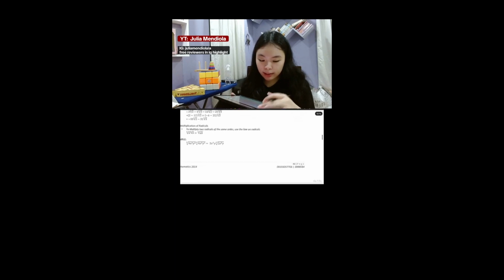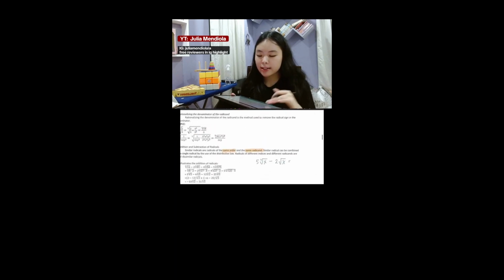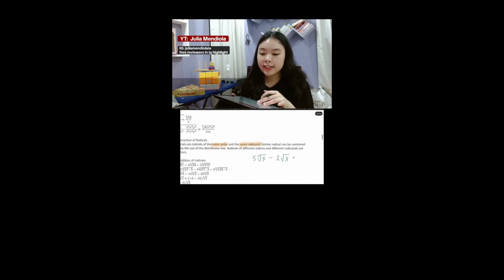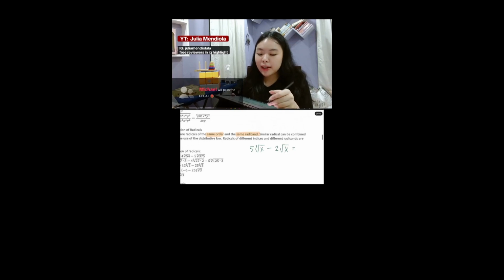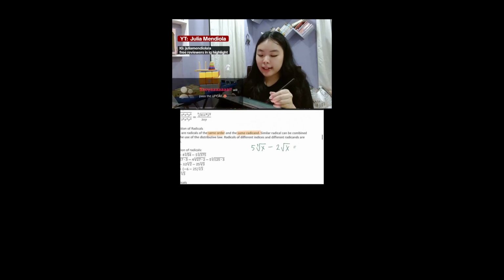Page 46 ang lesson. Hindi siya pwede i-minus, guys. So, yan na ang final answer, kasi dapat same ang index niya. Hindi tugma ang index nila, so hindi sila pwede i-minus.